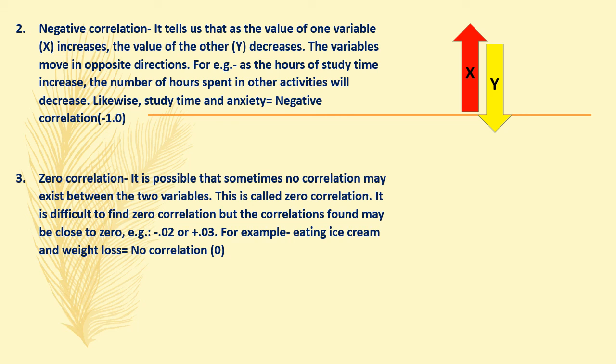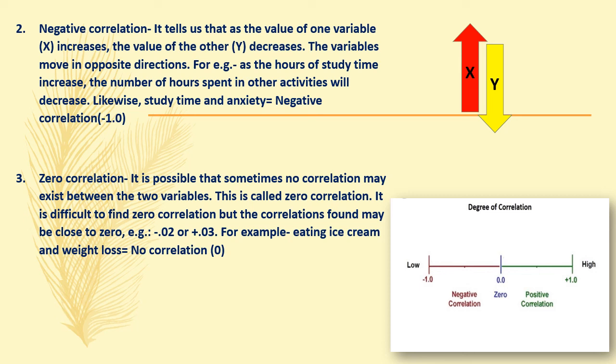And lastly, we have zero correlation. It is possible that sometimes no correlation may exist between the two variables, and this is called zero correlation. It is difficult to find zero correlation, but the correlations found may be close to zero, for example minus 0.02 or plus 0.03. For example, eating ice cream and weight loss is no correlation. Okay, zero correlation. So under zero correlation, it means that there is no relation.